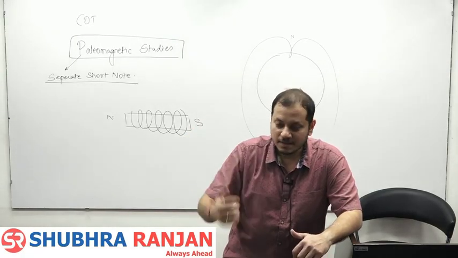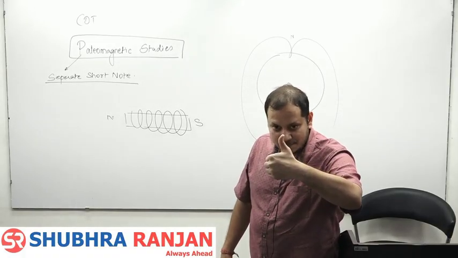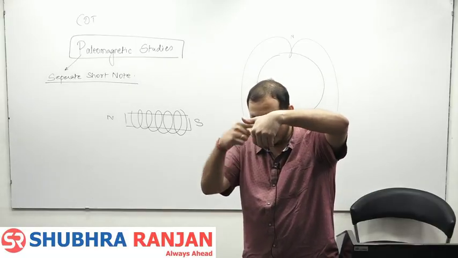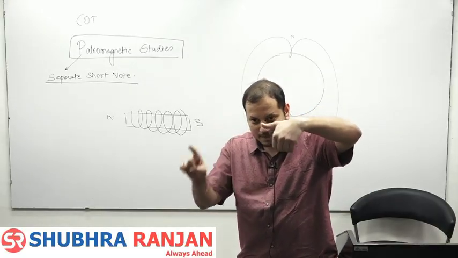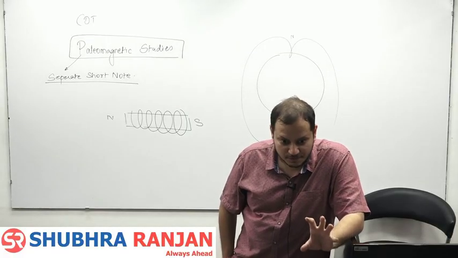Fleming's rule. If this is the direction of the flow of electric current, this is the magnetic field. So always the magnetic field is on the left-hand side of the direction of the flow of electric current.